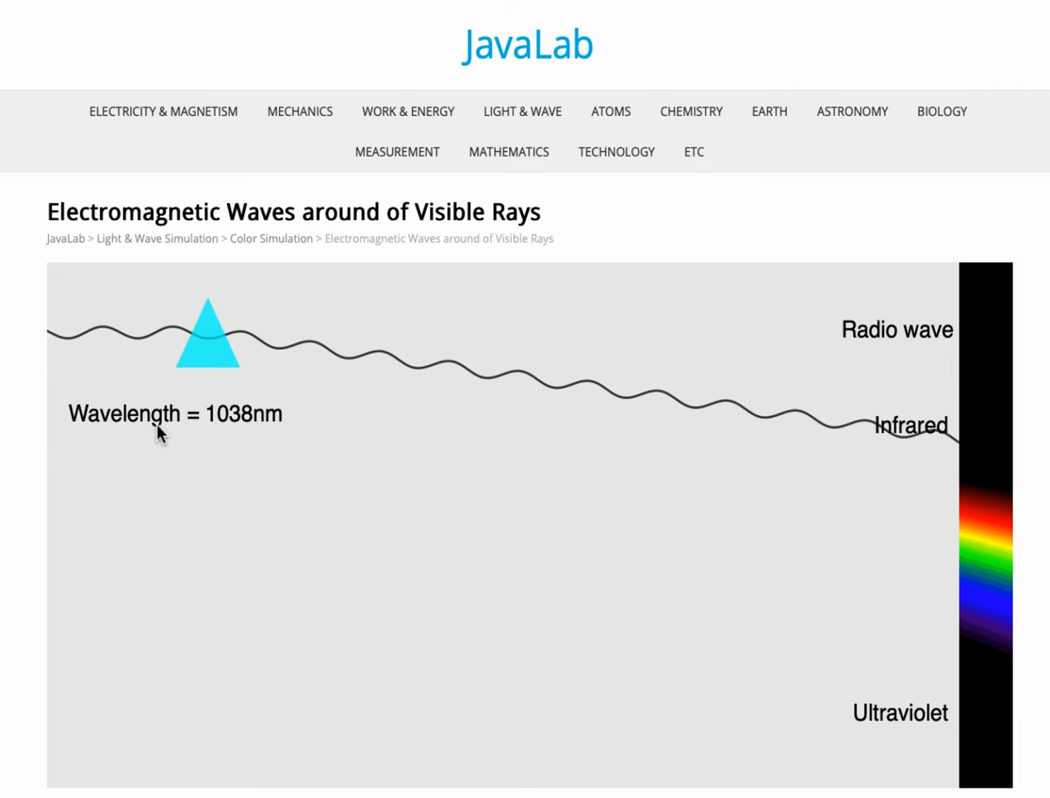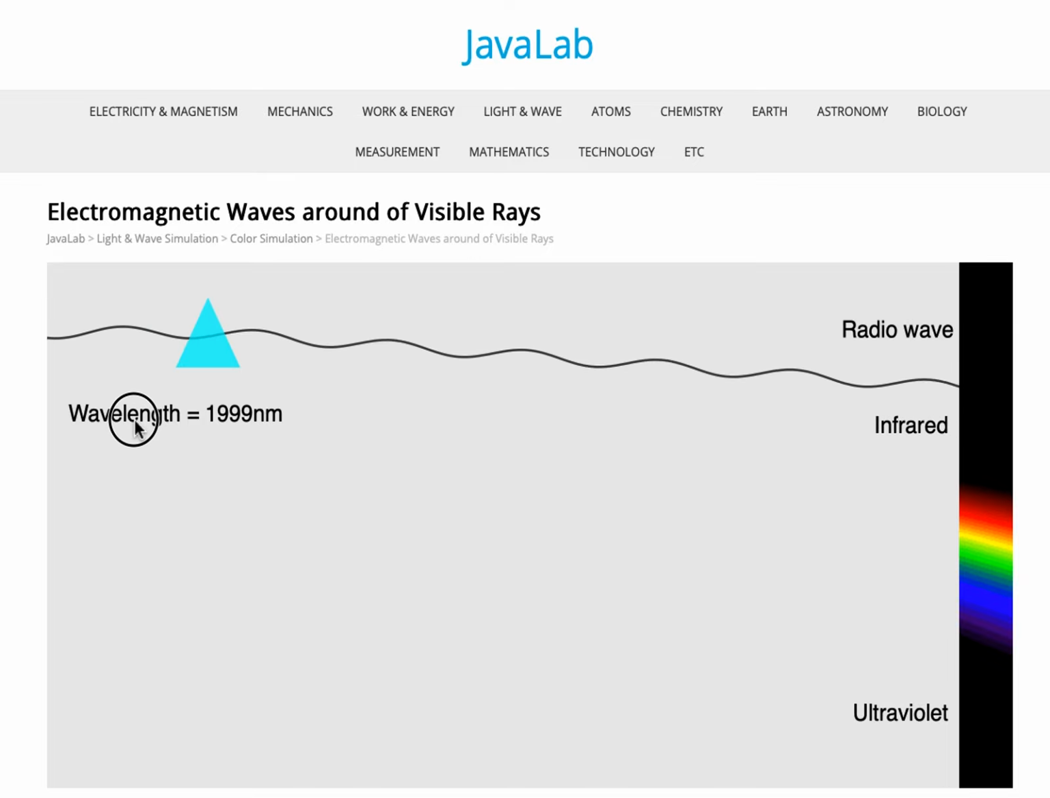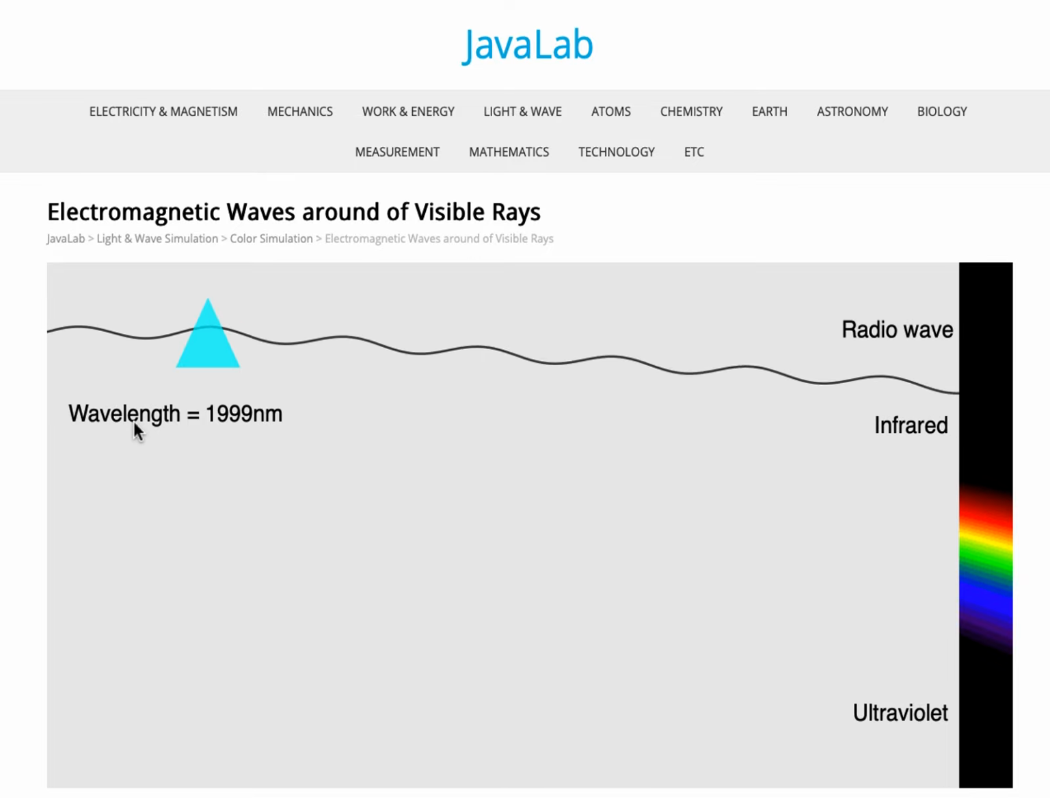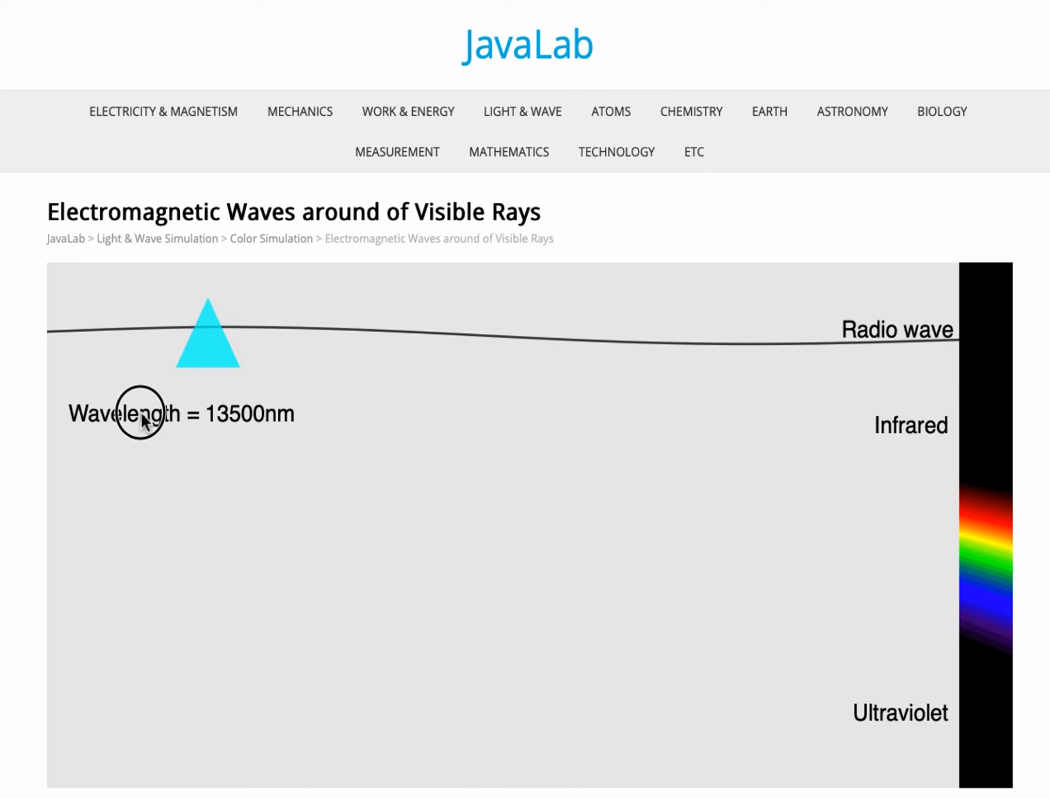So what you notice is that the wavelength gets longer and the vibration gets smaller. So the longer the wavelength, the smaller the frequency. So here again, you have a long wavelength and the frequency is smaller. And if you go down to radio, it has an extremely long wavelength and a short frequency.